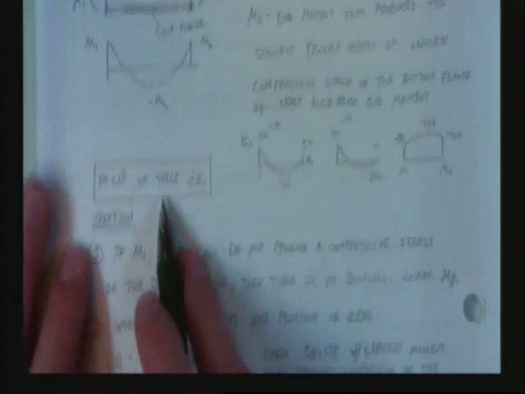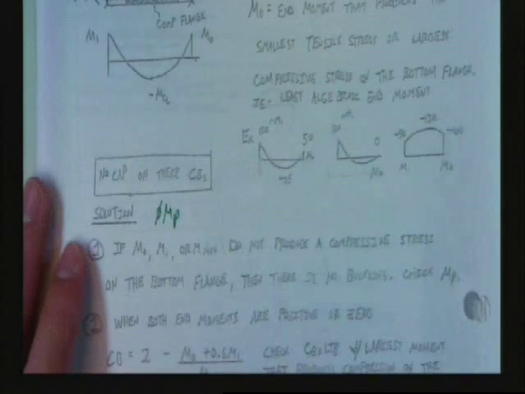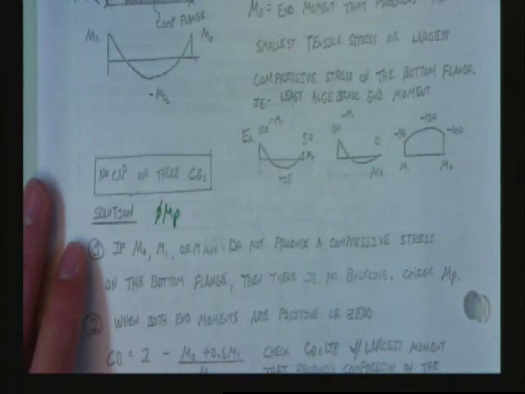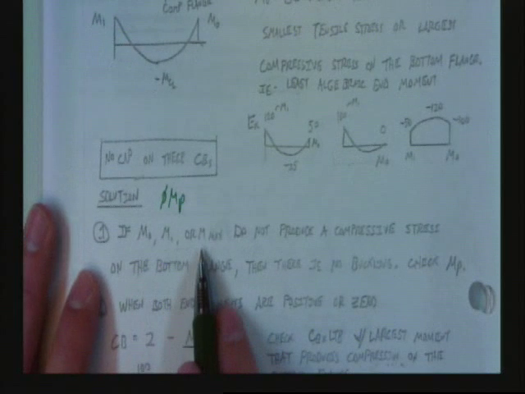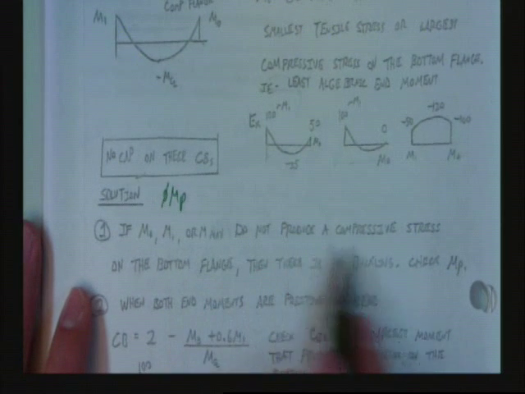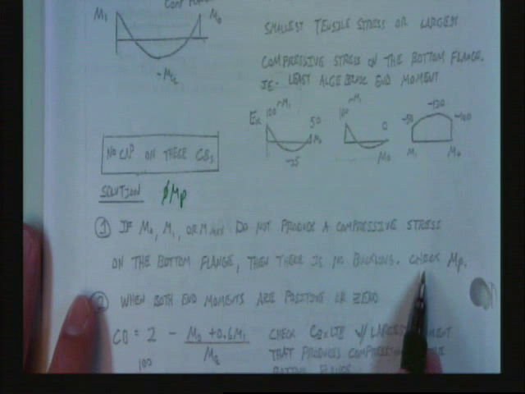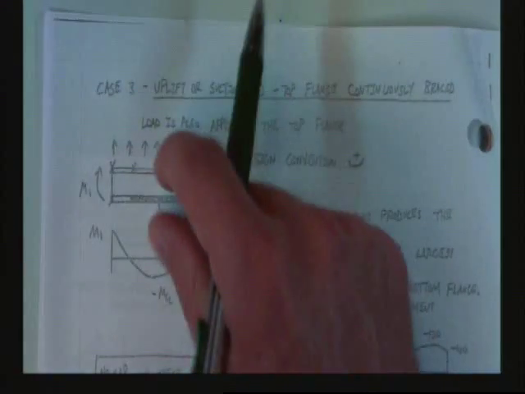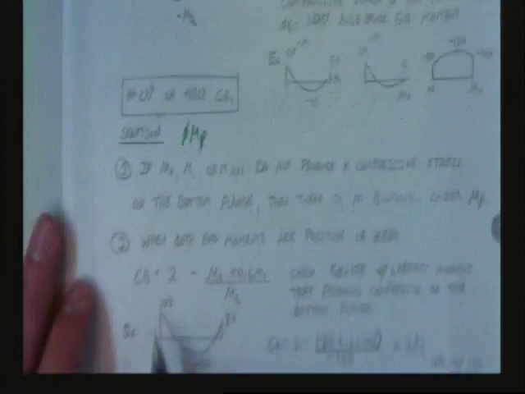And again, there's no cap on these C sub B's, except you can never get above phi M sub P. That's still a bad boy. So if M naught, M1, or M max do not produce a compressive stress on the bottom flange, and there's no buckling, you just go ahead and check M sub P, is what they say. I still think that's not totally true. If things are really deep, you can still have side sway web buckling, but that's a different check.